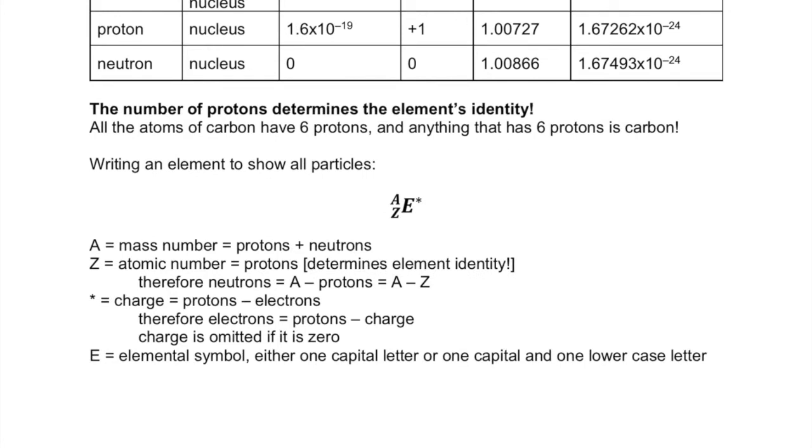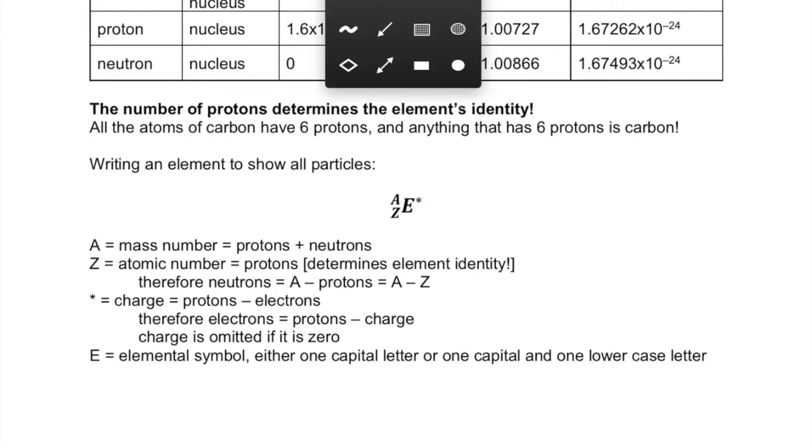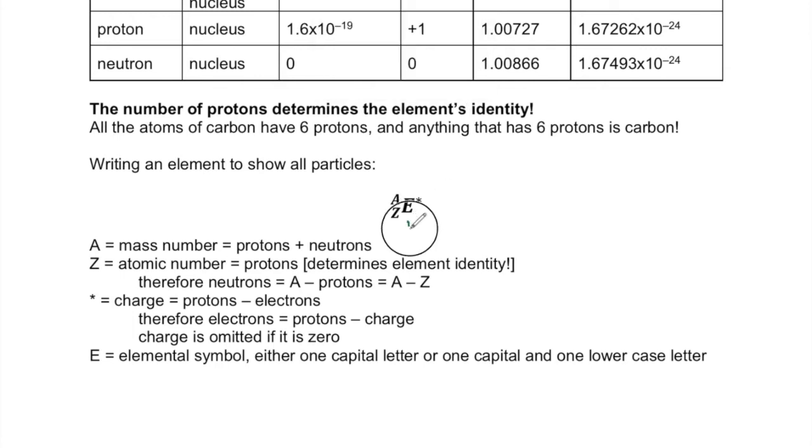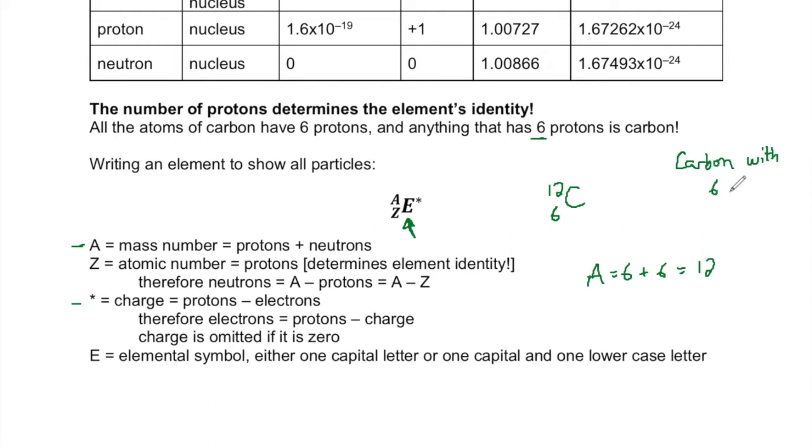So when we want to write an isotope or an element to show all the particles that it has, we would use the elemental symbol. So for example, for carbon, the elemental symbol is C. So we're going to try to show carbon, the type of carbon atom that has 6 protons, 6 neutrons, and 6 electrons. So that's the type that we're going to show here in this isotope.